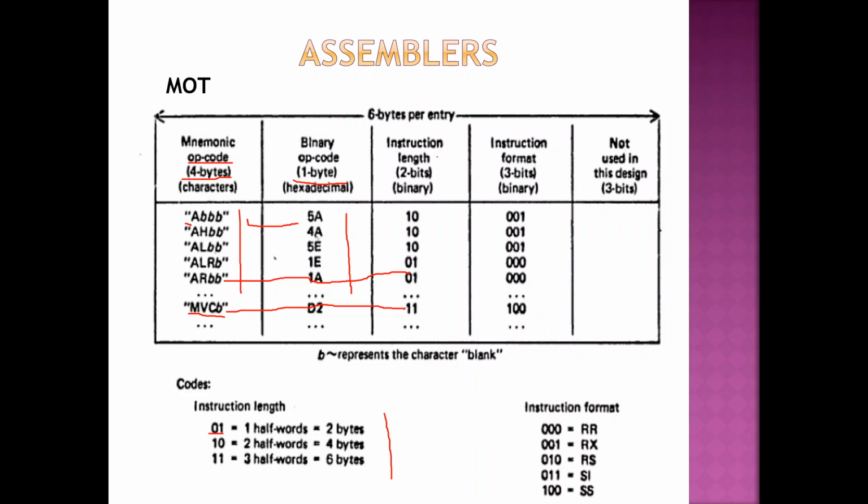All of RX, RS, SI are going to be occupying 4 bytes only, so the code is going to be 10. So this 4 bytes here means what? It is going to be one word. 4 bytes means one word, right? If it is 2 bytes, it is known as half word. So how are they classifying it here? One half word, two half words is nothing but one full word, three half words is nothing but one and a half full words. Okay, so that's what you are saying. Just have to remember, if it is a 2 byte instruction, the code you are going to use is 01. 4 bytes instruction, the code is 10. 6 bytes instruction, the code is 11. Right, this is going to be the length.